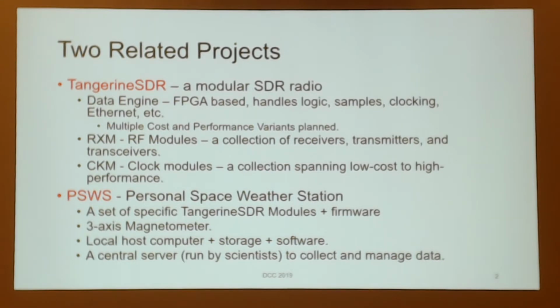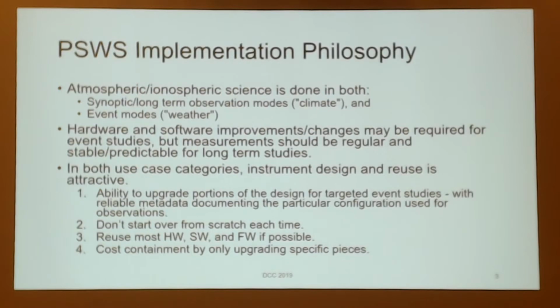So the personal space weather station is a set of specific modules plus the firmware that goes on the FPGA, a 3-axis magnetometer, the local host computer plus storage plus software that Bill is working on, and then a central server run by the scientists that collect and manage the data from these instruments.